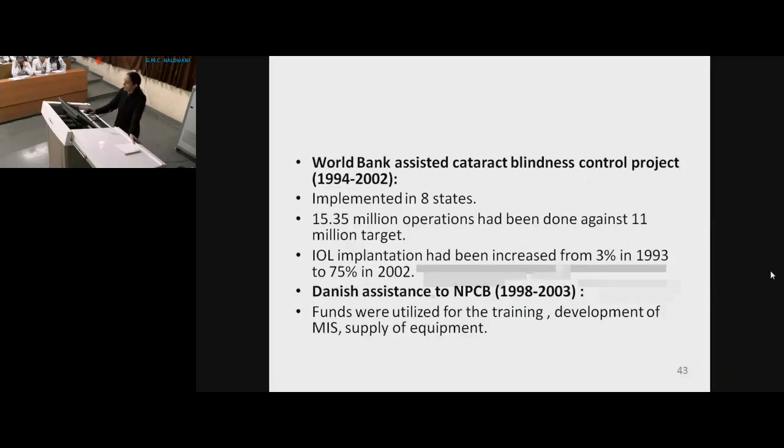So the World Bank assisted cataract blindness control project, from 94 to 2002, has been implemented in 8 states. 15 million operations have been done. IOL implantation had been increased. Danish assistance to NPCB. So all this is what we have as achievements of this program.